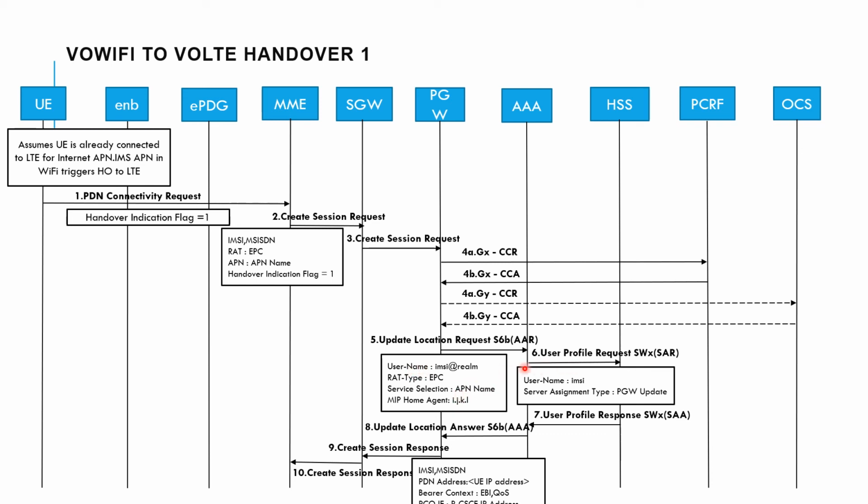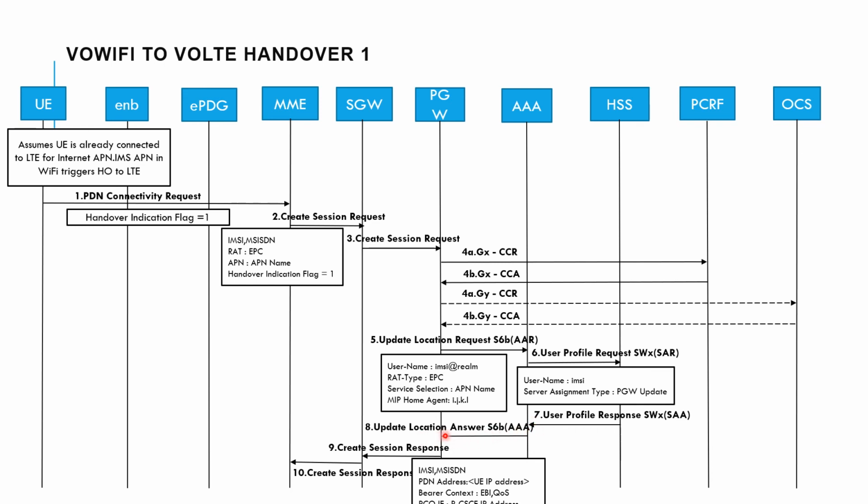Now the AAA sends a user profile request to the HSS, which is in the SAR Diameter message, and the server assignment type is P gateway update. Since we are updating the P gateway address, the HSS acknowledges this particular update with the user profile response through the SAA message. Then the AAA server sends the acknowledgement for the AAR, the authentication authorization request, with the authentication authorization answer, which is basically an update location answer towards the P gateway.